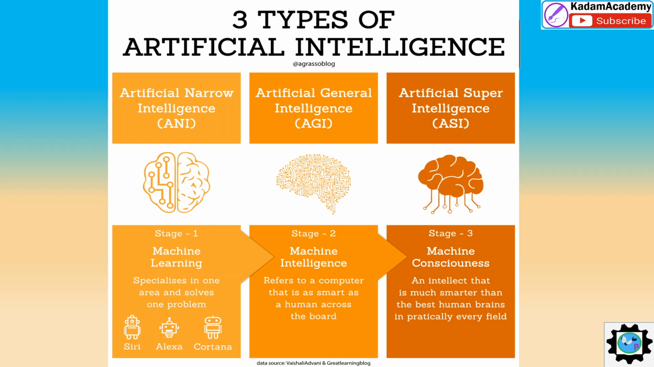After this, artificial general intelligence, that is strong AI, where machine intelligence refers to a computer that is as smart as a human across the board. This is the work right now; research is going on. After that, the last is artificial super intelligence, stage 3, where the machine reaches consciousness and intellect much smarter than the best human brain in practically every field.